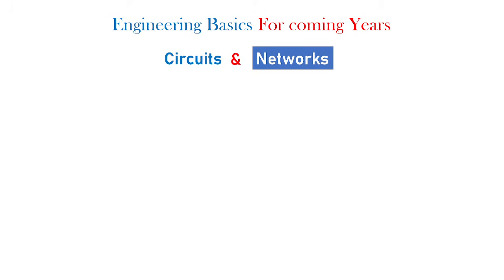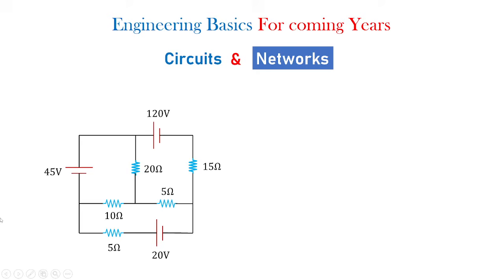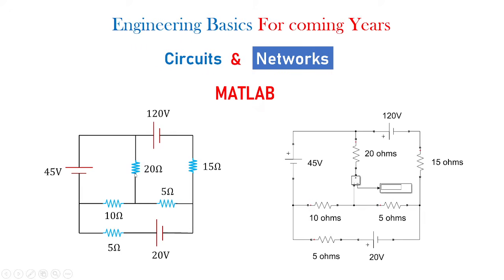Coming years. In today's class, we are going to see circuits and networks. Basically, a problem like this has to be solved using MATLAB. So this example we have selected, and the MATLAB version of this circuit is obtained like this. And here you can see there is an indication of a display, which indicates that the current has to be obtained through this 20 ohms.